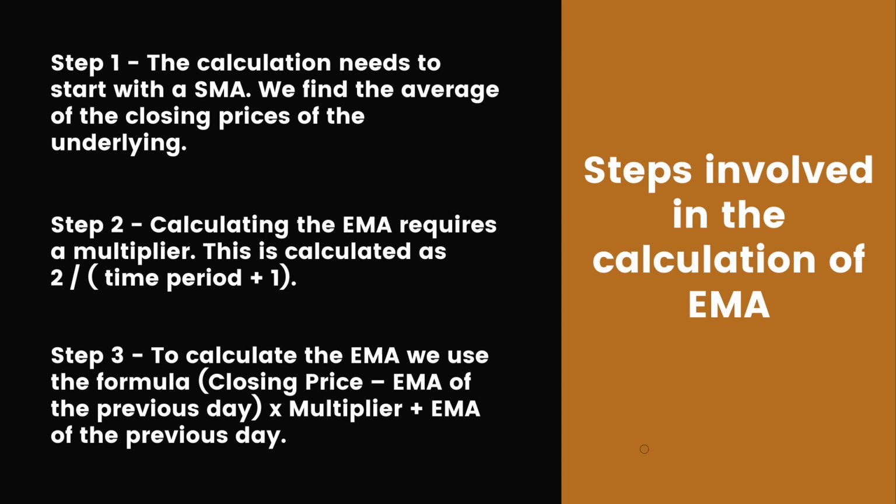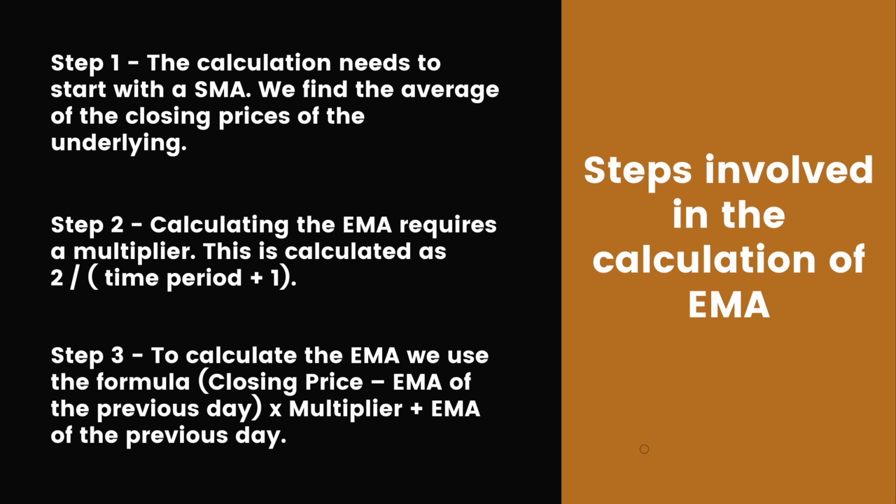The following steps are taken in the calculation of exponential moving average. Step 1. The calculation needs to start with a simple moving average. The calculation of the SMA is quite straightforward. First, we simply find the closing prices of the underlying for a particular period. Then we divide the total sum of all these prices with the same time period. Simply put, we find the average of the closing prices of the underlying for a particular period. That is, the 5-day simple moving average is the average of the last 5 closing prices, including today.